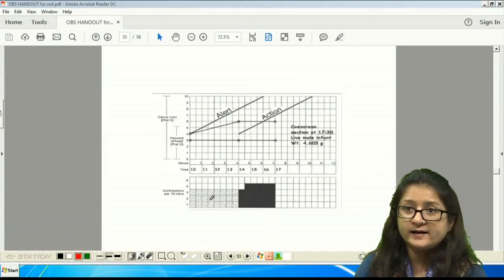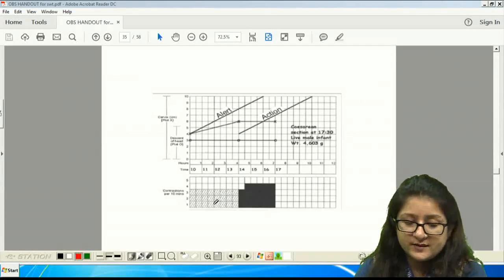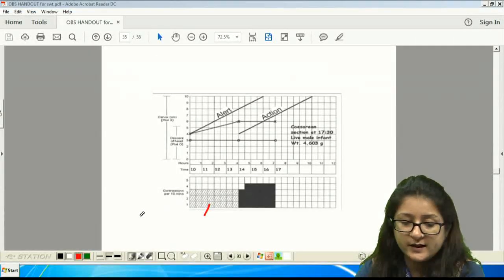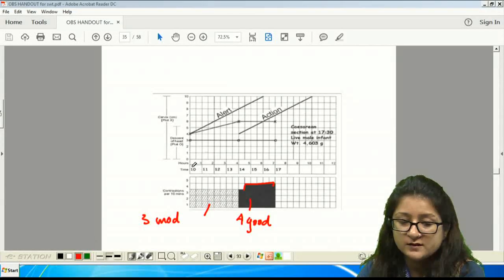As you can see, here the contractions are being plotted, they are lined, so these are 3 moderate contractions. Here these are all blackened, so initially there are 3 moderate, then there are 4 good contractions, right. Then for most of the part there are 4 good contractions in each half hour. These small boxes are each half hour, the big boxes are 1 hour, so time is plotted here.